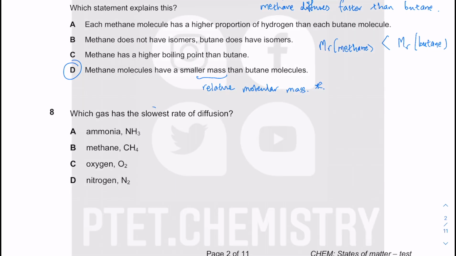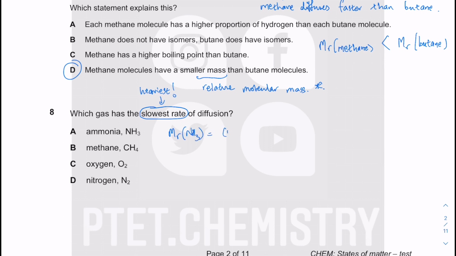Number 8, the slowest rate of diffusion. The slowest rate of diffusion would mean that we are not being told the temperature here, so we can assume temperature is not changing there. So the slowest rate will refer to the heaviest molecule. So we will work out the molecular mass.